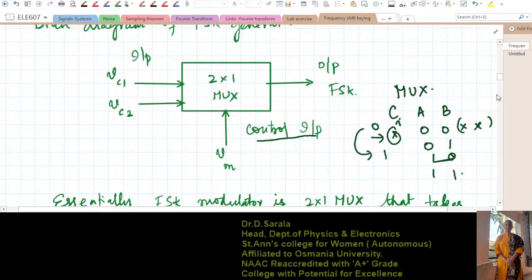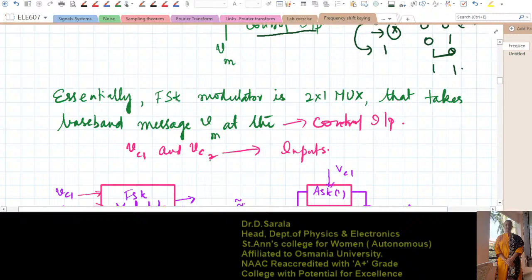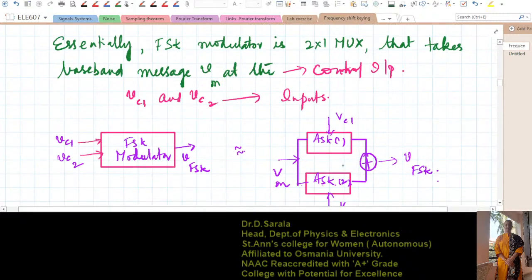So like this, here also, your modulating signal is your control input. That will decide whether Vc1 has to be selected or Vc2 has to be selected. So this is the block diagram. Essentially, this is a 2 into 1 multiplexer that takes the baseband message Vm at the control input, with Vc1 and Vc2 as its inputs.